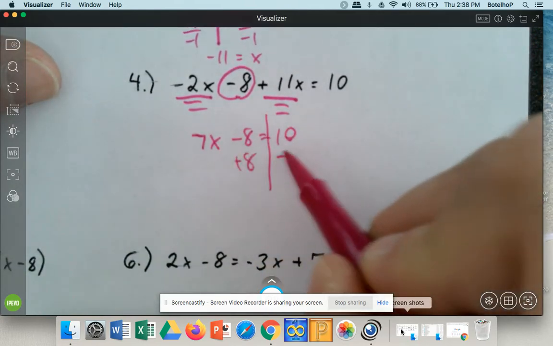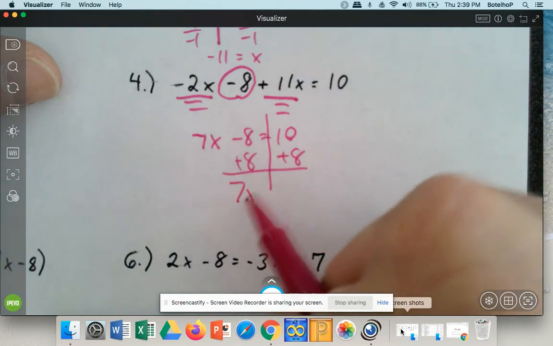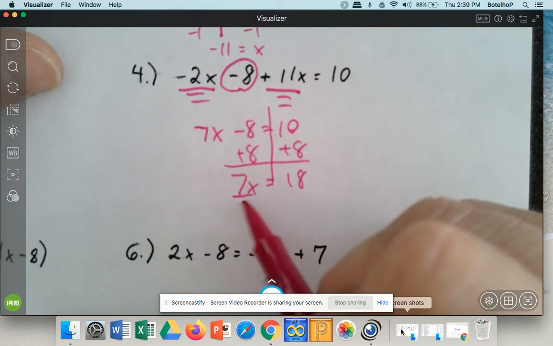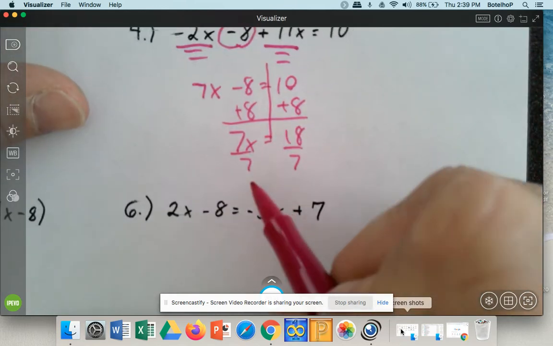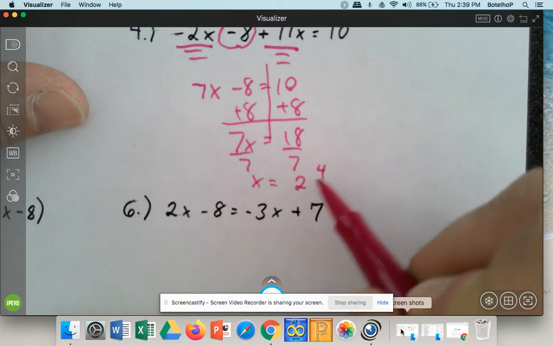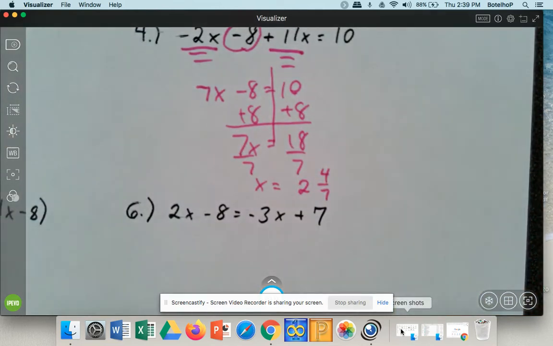Plus 8, 7x equals 18. This one is the only one on the page that doesn't come out even. So you end up getting 2 and 4/7 for that one.